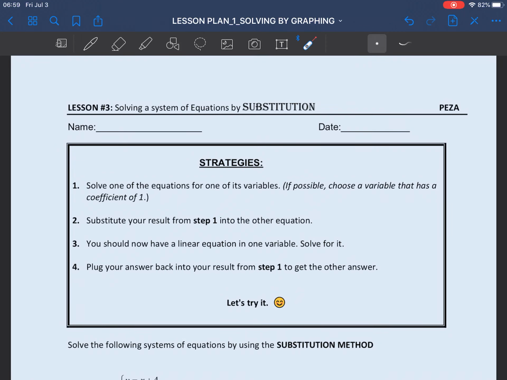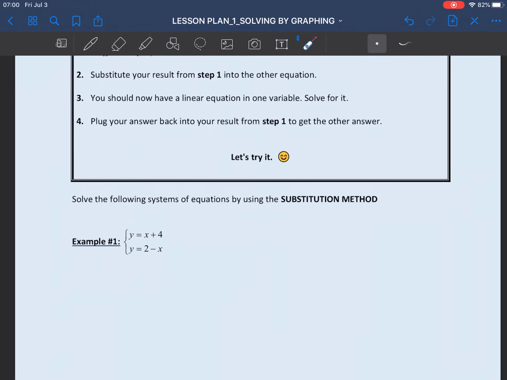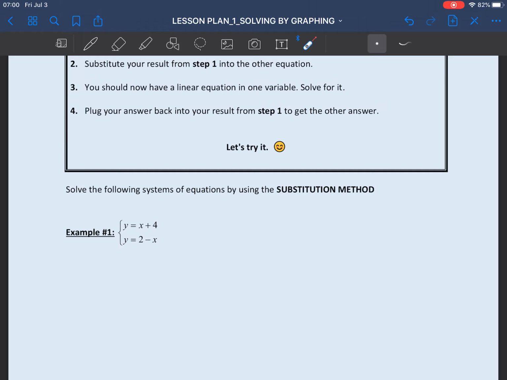Hello everyone. In today's lesson, we will talk about how to solve a system of linear equations by using the substitution method. Now, substitution method is considered to be an algebraic method, and we just learned how to use the graphing method. Now, there is a number of steps we have to follow. I'll go over them as we solve a system together.